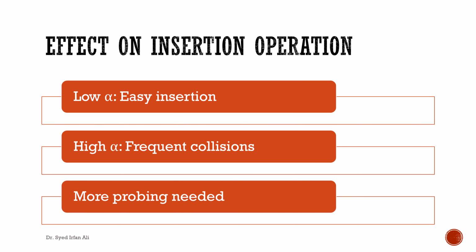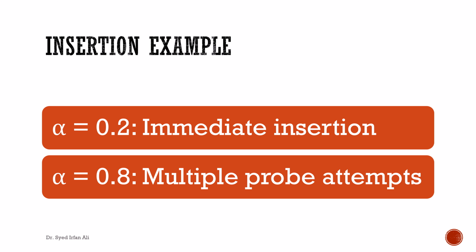Let us now discuss insertion. When alpha is low, insertion is very easy because empty slots are available. Collisions are rare. When alpha is high, collisions occur frequently, and we need more probing or longer linked lists. At alpha equal to 0.2, insertion happens almost immediately, but at alpha equal to 0.8, insertion may require several probe attempts before finding an empty slot.